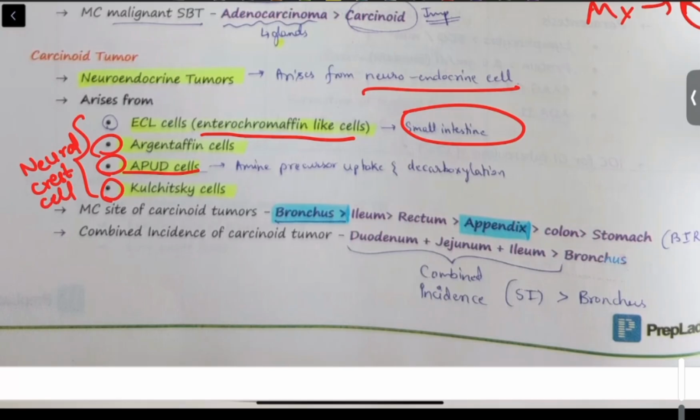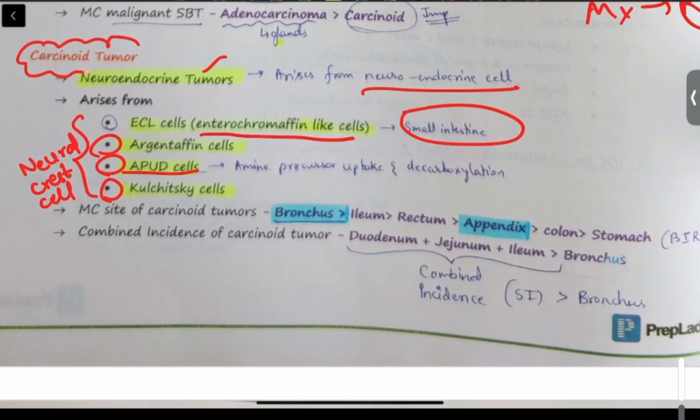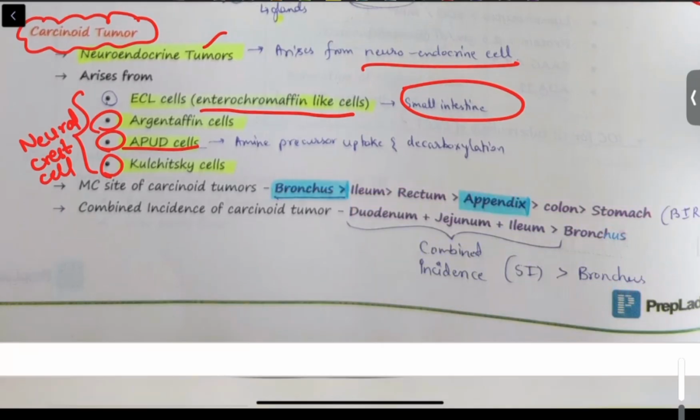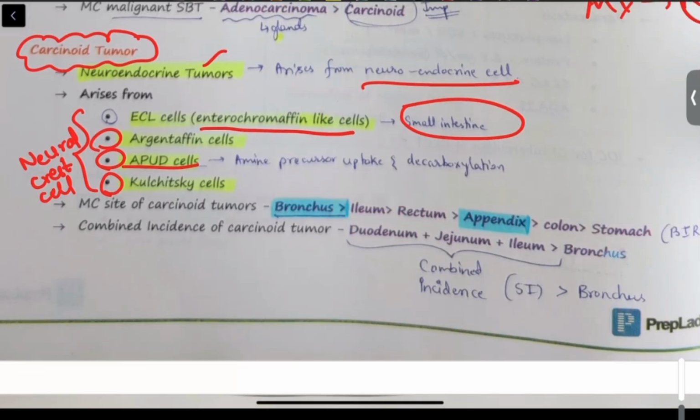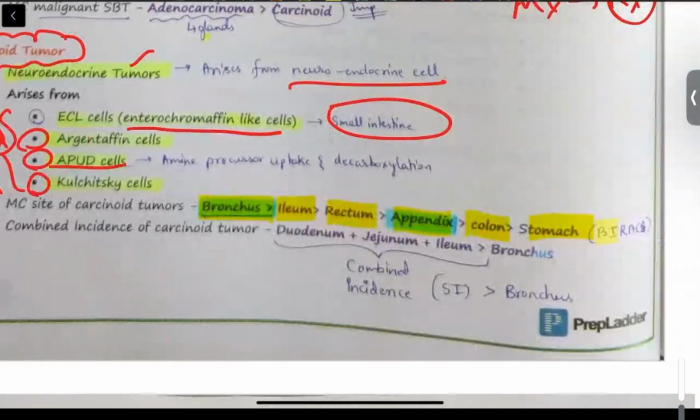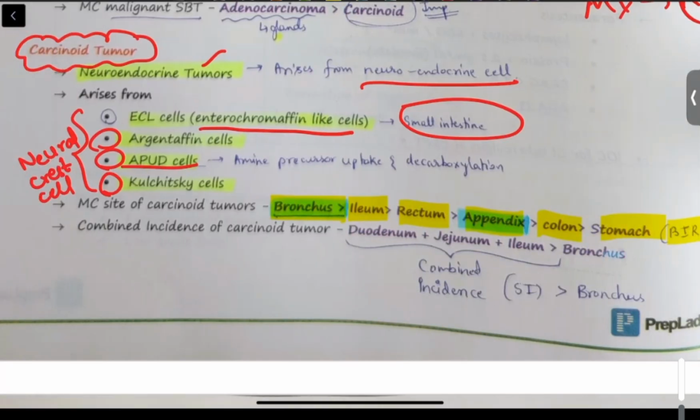Okay, so these cells arise from there, and if there is a tumor arising from these cells, then that is called a neuroendocrine tumor. And we are discussing a specific type of tumor in the small bowel, that is carcinoid tumor. So the most common site for carcinoid tumor is bronchus, and then ileum, rectum, appendix, colon and stomach. You can remember by the name BIRAX, that is bronchus, ileum, rectum, appendix, colon and stomach. This is the order for most common site of carcinoid tumors.